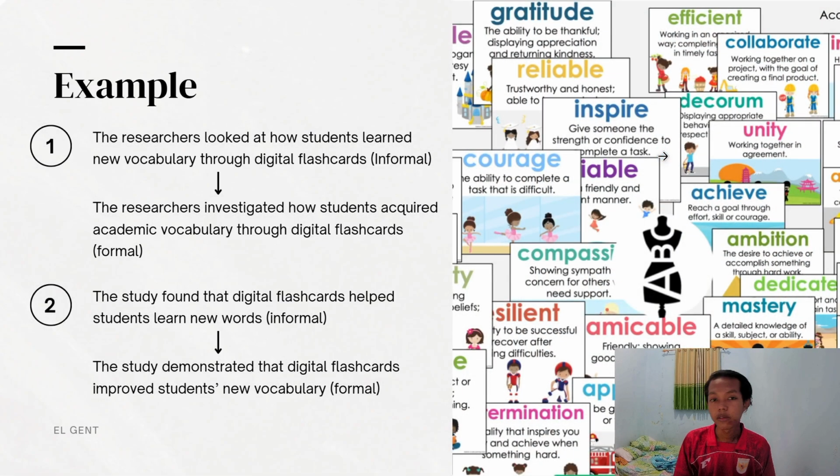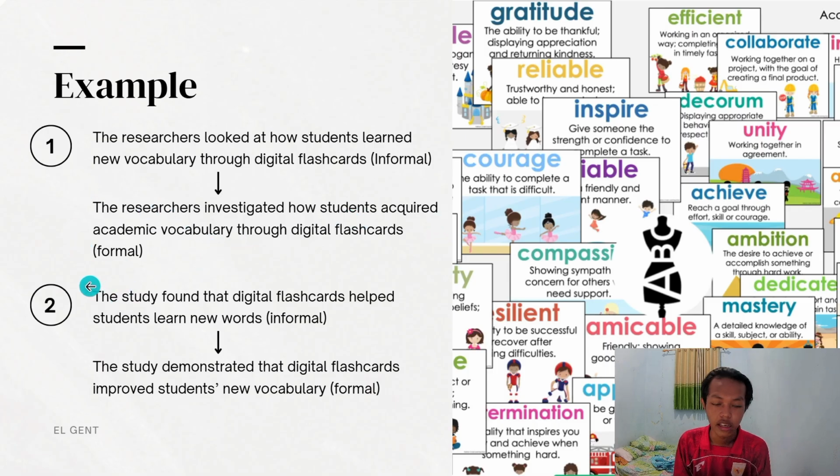And then for the examples, I have two. The first example is: the researchers look at how students learn new vocabulary through digital flashcards. This is the informal one. And the formal one is: the researchers investigated how students acquired academic vocabulary through digital flashcards. This is the formal one.